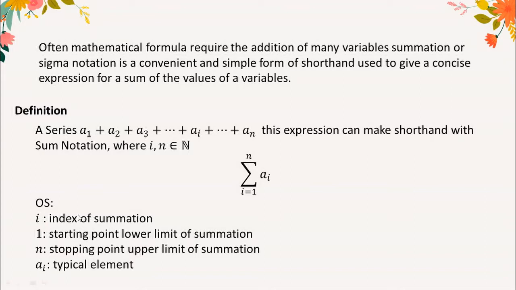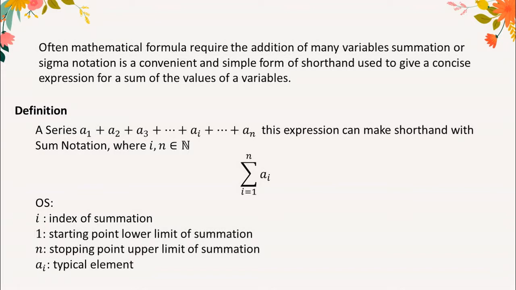And then 1 is the starting point, the lower limit of summation. But guys, for this question, the limit points are unlimited. You can put 100, you can put 1000. It's up to you. This is just an example. And the stopping point is the upper limit of summation. And the general term a_i is the typical element. So the general term can be many things. This is just the example I said.